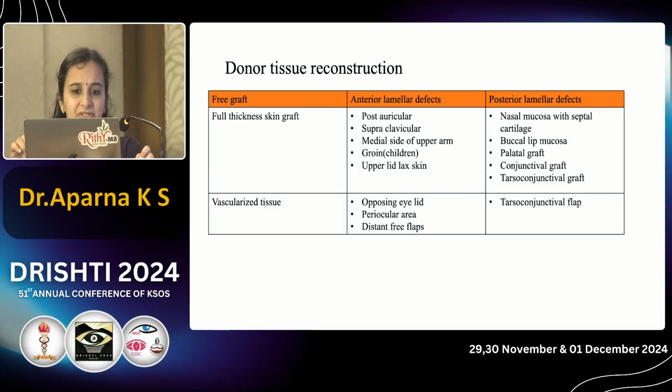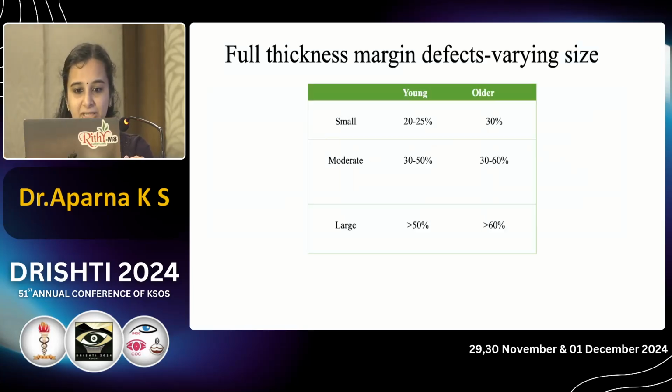Donor tissue options for anterior lamella include skin from the postauricular, supraclavicular area, medial side of the upper arm, in children from the groin area, then lax upper lid skin that we can use. Posterior lamella options are nasal mucosa, buccal mucosa, palatal graft, conjunctival and tarsal graft.